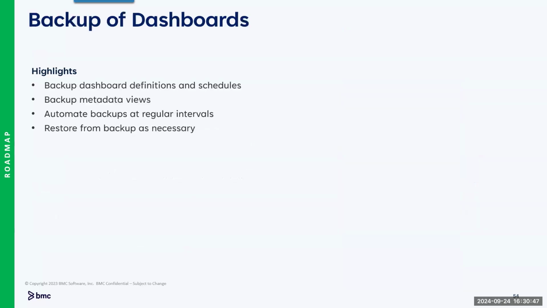Backing up dashboards. So backing up your dashboard definitions and schedules, just in case someone deletes a dashboard inadvertently or a schedule. It's not intentional, but oftentimes we see customers have deleted a dashboard JSON file and need to retrieve it from a backup. So automating the backups at regular intervals, allowing you to restore backups as necessary. All of these are roadmap items.